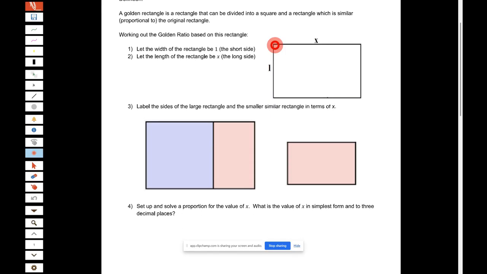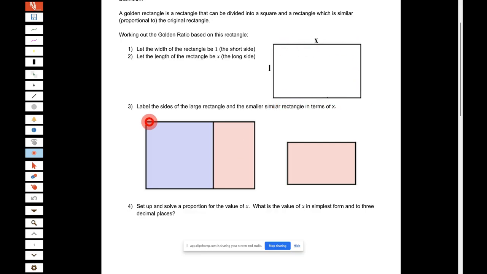So we're going to let the width of the rectangle, the short side, be referred to as the width, and the long side I'm going to refer to as the length because it's longer, and they both start with L. So we're going to let the width be 1 and then find out what you multiply by the short side to get the length of the long side, x, that we don't know. Now, once we divide that into a square, which is going to be 1 by 1 by 1 by 1, this remaining rectangle will be proportional and scaled to the original big rectangle.